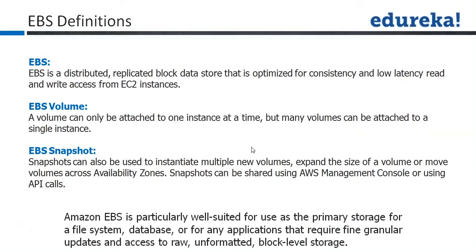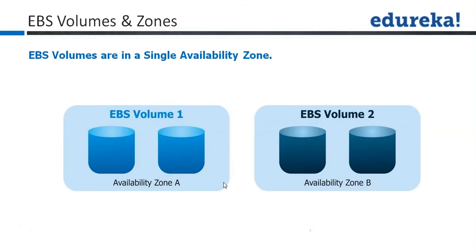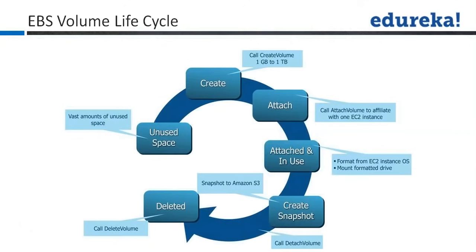Coming back, this is the EBS volume, which is well suited for use as primary storage and file database, for increasing the size, and there are various other uses available. Volumes are always specific to an availability zone, and if you want to change from one zone to another zone, you have to use the snapshot concept only.